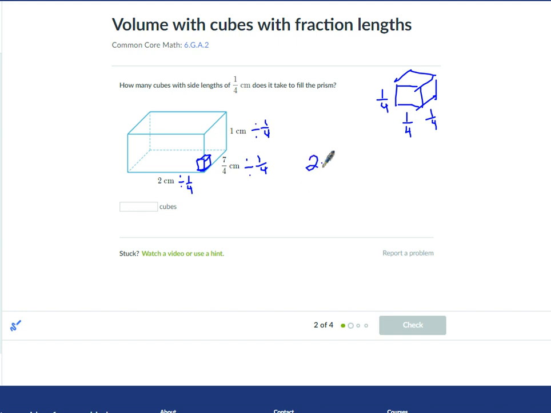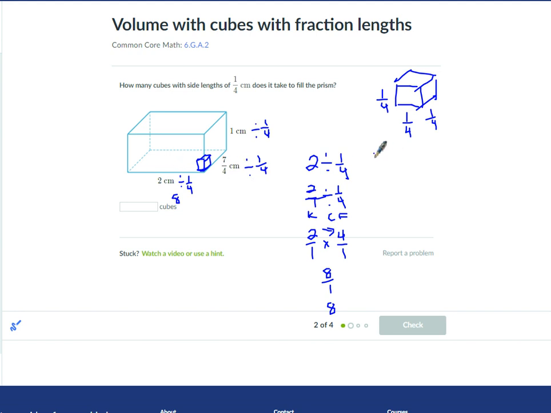So 2 divided by 1/4. And hopefully you're aware that the answer is 8, but if not, we'll just go ahead and rewrite it as 2/1 divided by 1/4. And then we'll keep, change, and flip. We're going to say 2/1 times flip 1/4 gives you 4/1. Multiply across, 2 times 4 is 8/1. So this is 8. So it takes 8 of the 1/4 cubes to go across this 2 centimeter distance.